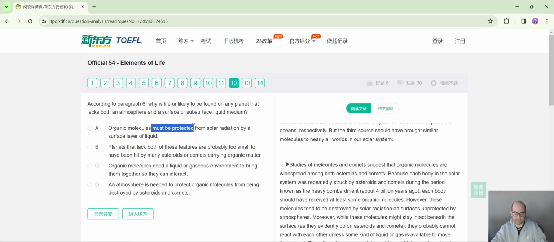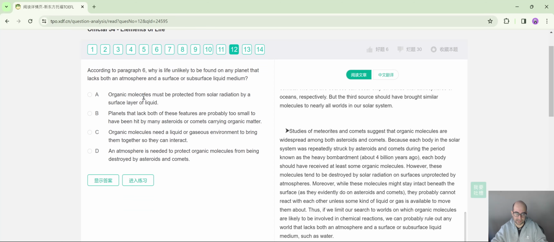So this is extreme language. Already I don't feel good about it, and that's not what I read anywhere. Choice B, planets that lack both of these features are probably too small. Again, extreme language, suspicious language, probably too small. So this is probably wrong. To have been hit by, no.